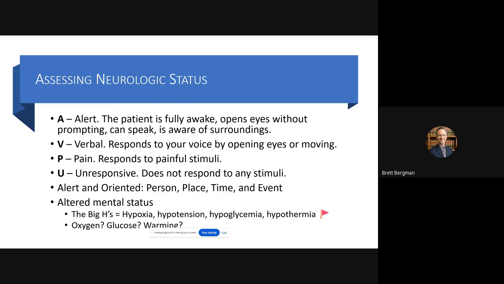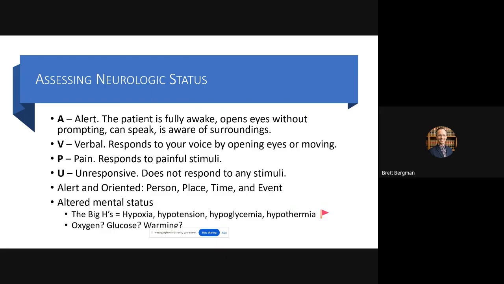When we talk about alert and oriented, we're talking about person, place, time, event. So who are you? Where are you? What day and time is it? What just happened? There's also the Glasgow Coma Scale, which looks at head injury severity based on certain eye, verbal, and motor criteria. I think that's hard to remember all of those categories. So really AVPU and A&O is sufficient for what we need as ski patrollers.